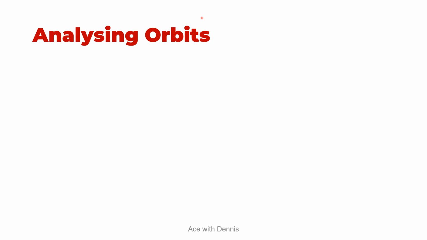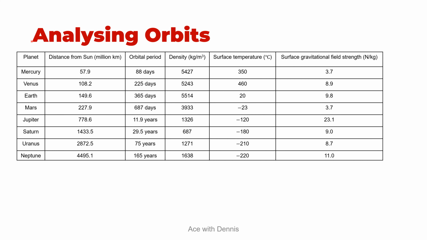Alright, now let's analyze the orbits of the planets with the Sun. This table shows all the planets in the solar system with their distance from the Sun in million kilometers, their orbital period, their density in kilograms per meter cube, their surface temperature in degrees Celsius, and their surface gravitational field strength in newtons per kg. They are arranged in ascending order of the distance from the Sun in million kilometers.